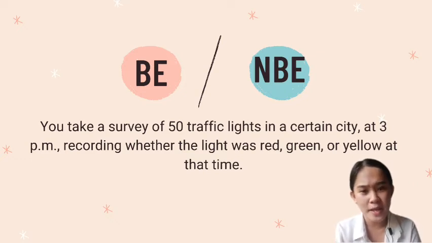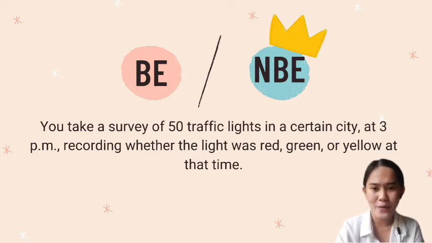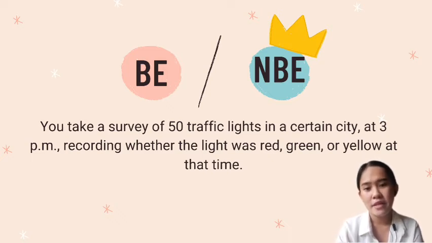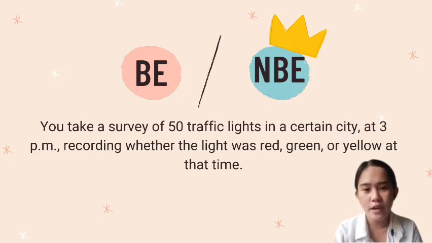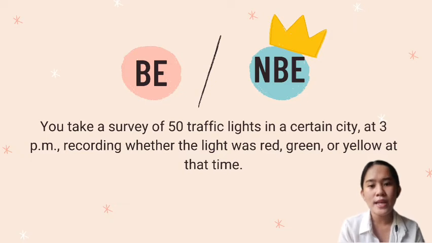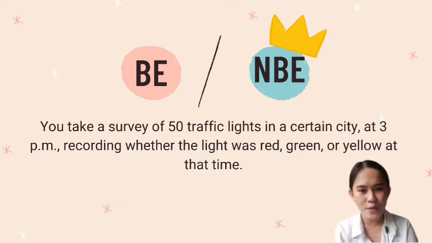Okay, so is this a binomial experiment or not? Well, it is not. Why? Step 1. Ask yourself, is there a fixed number of trials? Well, the answer is yes. There's a fixed number of trials, which is the 50 traffic lights. But in step 2, ask yourself, are there only 2 possible outcomes? No, there are 3 possibilities, the red, green, and yellow. So we can conclude that this situation number 2 is not a binomial experiment.